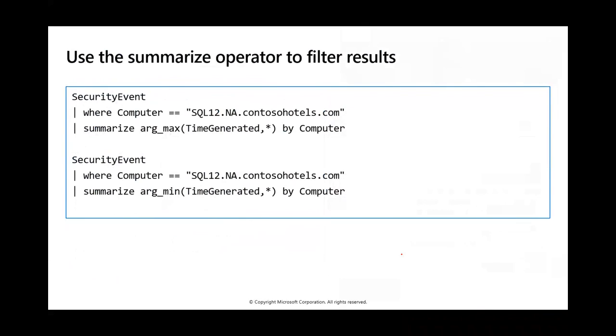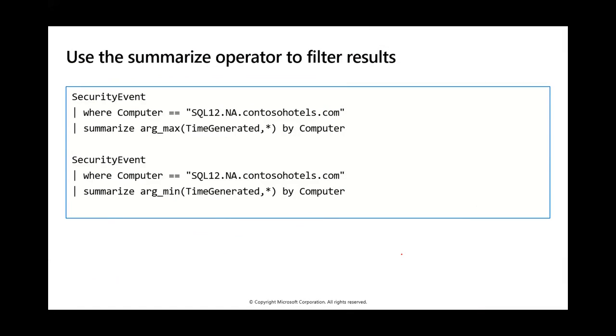Then we can use operators for summarizing. For summarizing, we can use argument max or arg_max and argument minimum or arg_min with opening and closing parentheses after that, and some value inside. This function will filter out top and bottom rows respectively.